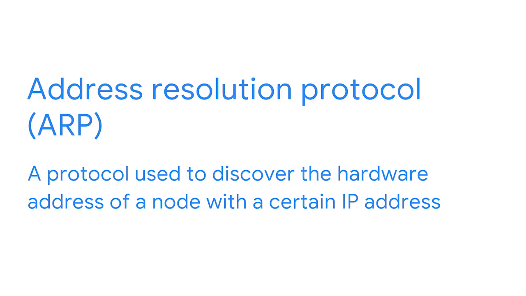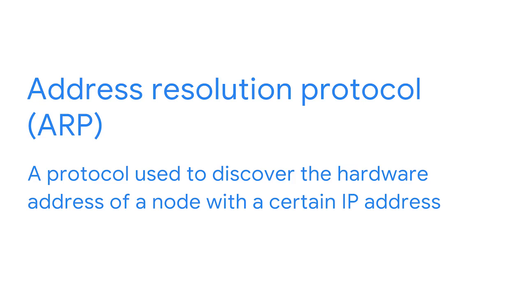Congrats! You now understand how both MAC addresses are used at the data link layer and how IP addresses are used at the network layer. Now we need to discuss how these two separate address types relate to each other. This is where Address Resolution Protocol, or ARP, comes into play.